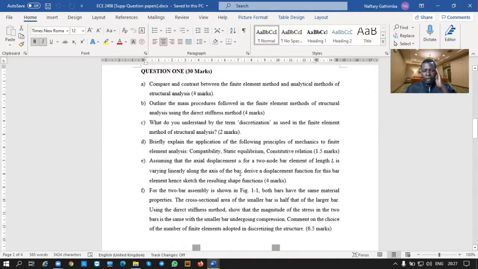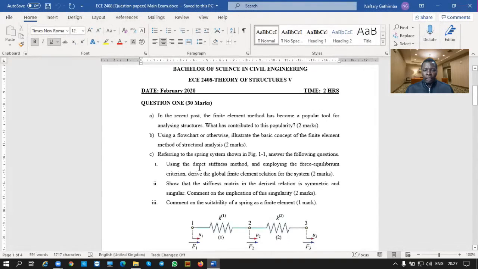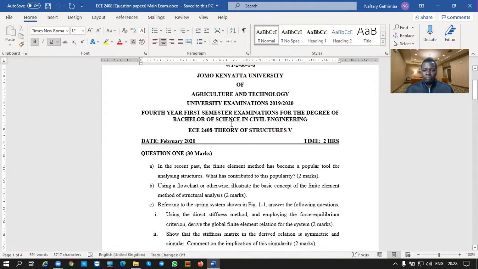Sometimes you may wonder, maybe this is not the style in which you have covered theory of structures 1 to 4. But I find this helps the student to understand the overall concept, because some of these things are not in the notes, but are what we talk about in class. All right, let's go to the question I'm interested in, the main exam, which was done last year.